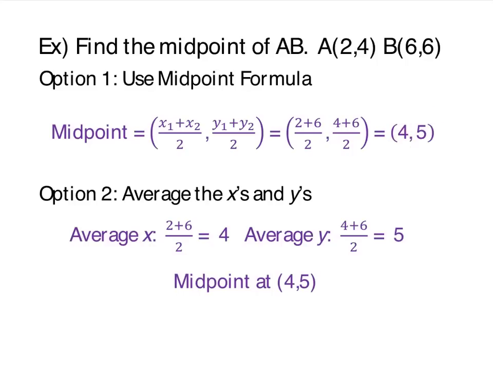I could also find the average of the x's and the y's. Well, my x's are 2 and 6. So if I take the average of 2 and 6, that's 2 plus 6 over 2, the average will be 4. The average of my y's, 4 and 6, would be 4 plus 6 over 2, so that's 5. So we would still find our midpoint at 4, 5.